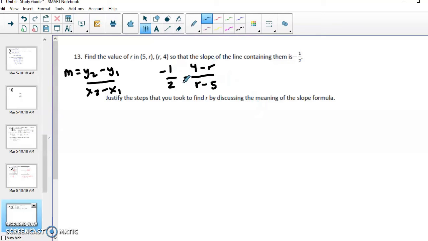Best way to solve this is to cross multiply. That's a negative 1. It just got a little diagonal. Negative 1 times r minus 5 equals 2 times 4 minus r.